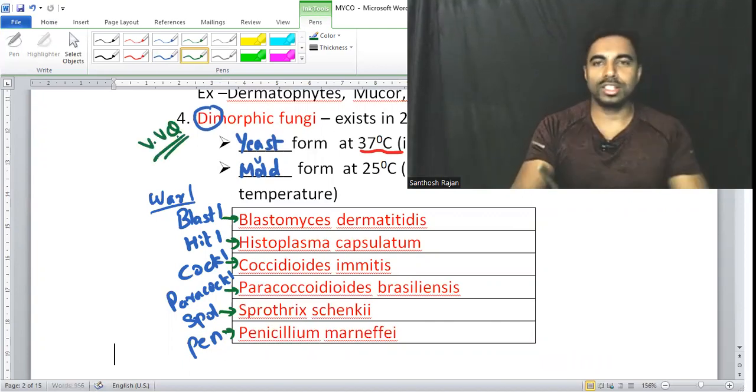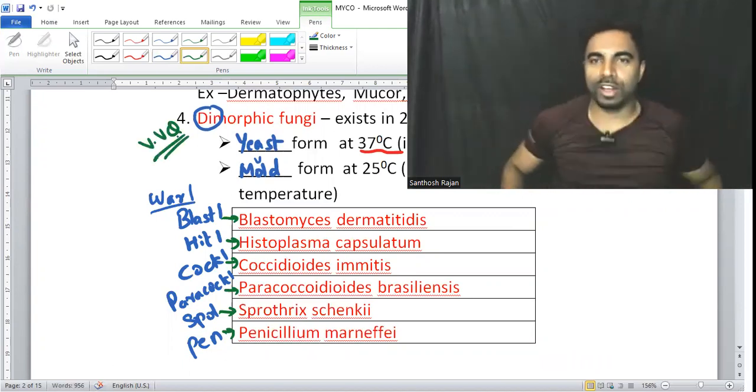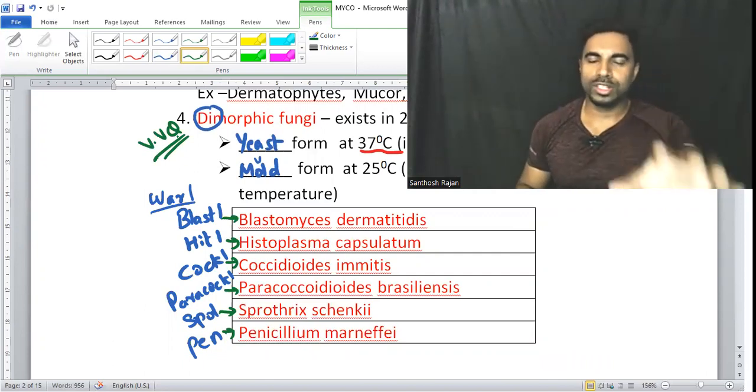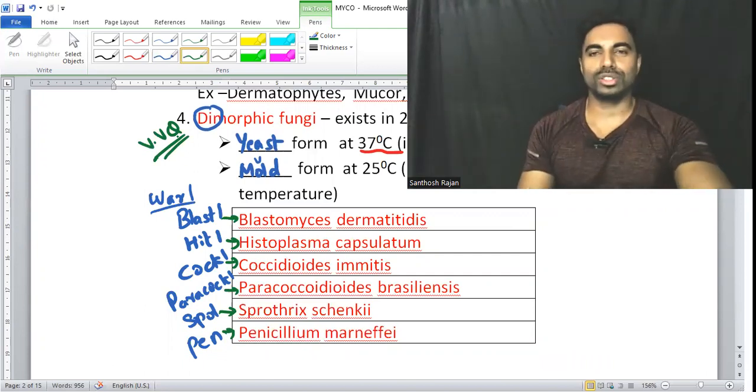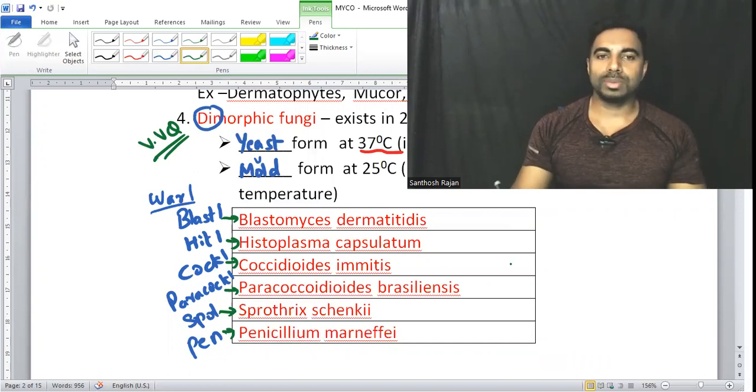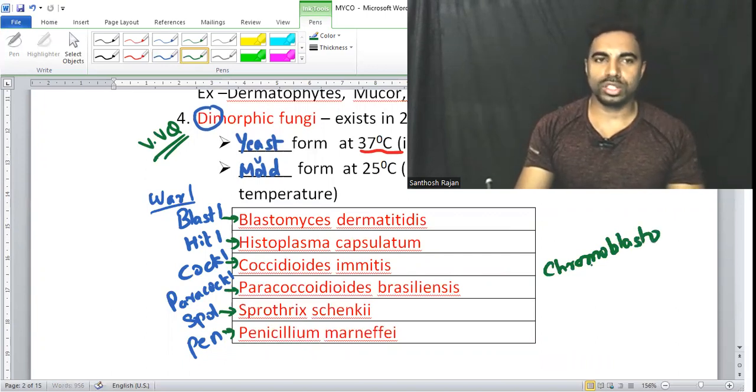I know all of my colleagues, my seniors, faculty members, if they are going to take a question, they will have this question. Dimorphic will be the choice. So you can't mix it up, because in the exception question, chromoblast comes. Except which of the following is not this thing. Usually chromoblast comes in the options.